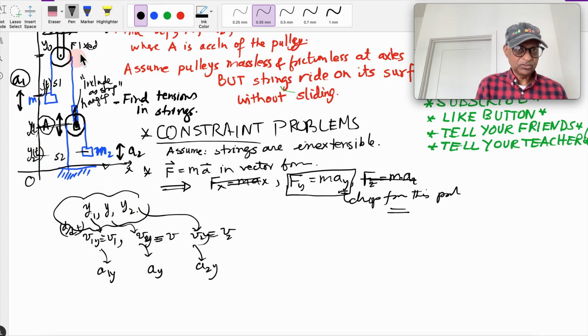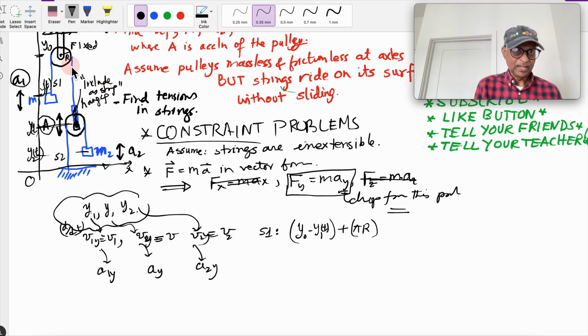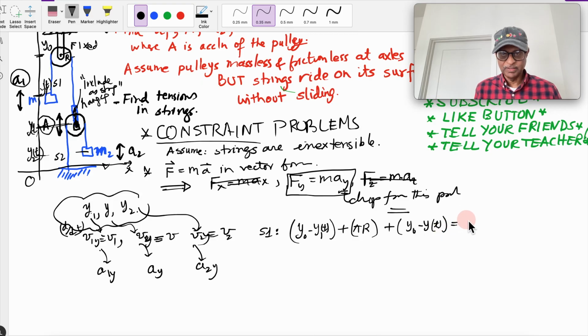So let's look at string 1. Let's call this radius r. So string 1 is, this part is y0 minus y1. So you have y0 minus y1. This is a function of time. Add that to the pi r part. To that, add from here all the way here, y0 minus y1, y plus y0 minus y. This is L1.